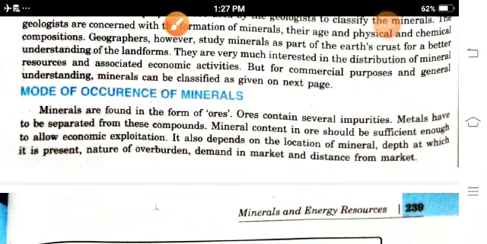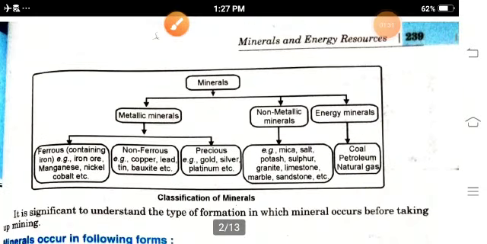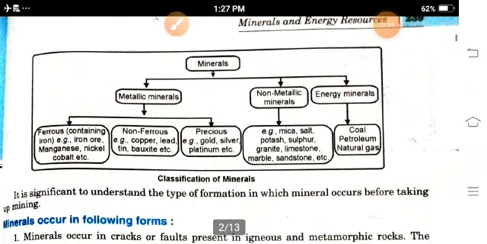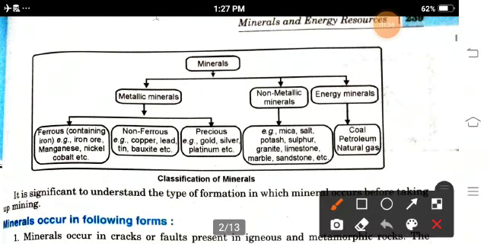Today I will show you the classification of minerals and energy resources. You have to see this chart of the minerals. There are metallic minerals, and in metallic form, ferrous means presence of iron. Some of the minerals that contain iron are manganese, nickel, cobalt, and those with no iron are known as copper, lead, bauxite, tin.